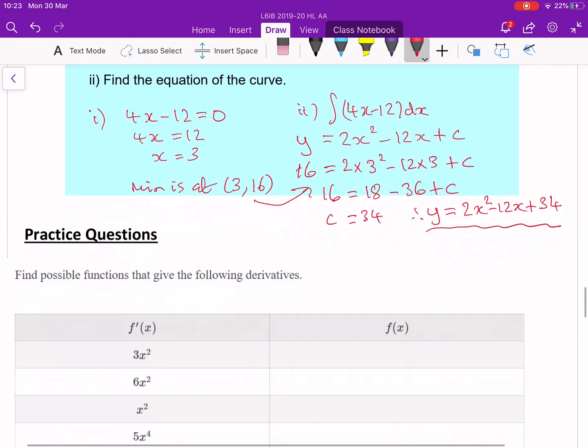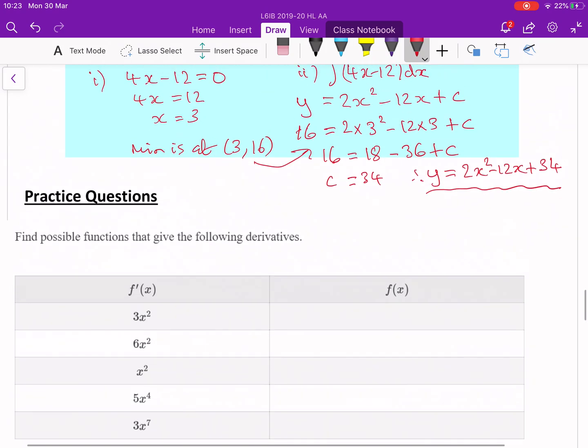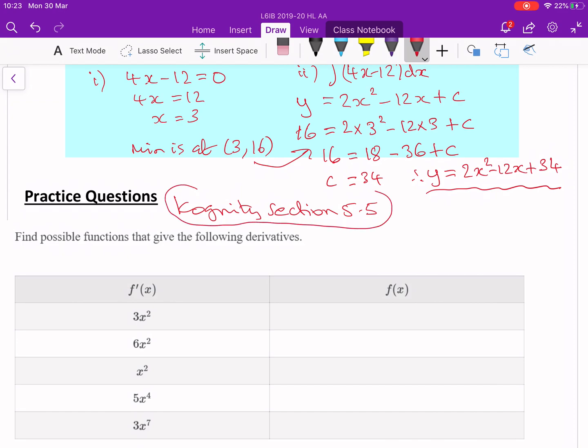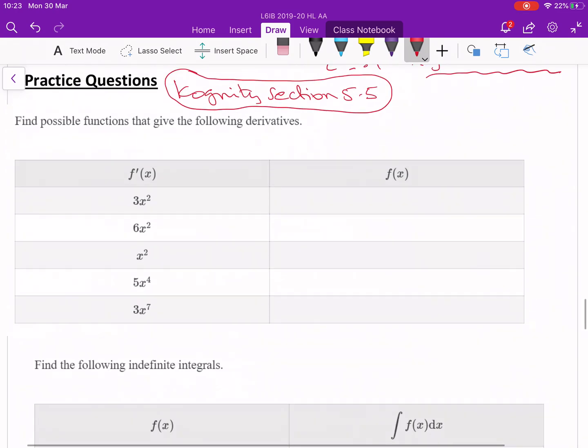Okay, so then you've got some questions to practice down here. Now these are all taken from Cognity section 5.5. So once you've done them, you can go on there, see if you can find where they are, and you can have a look at the answers. You can even mark them yourself, which would be great. Okay, good luck.